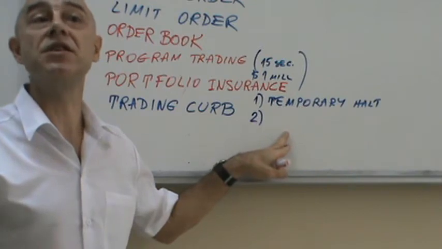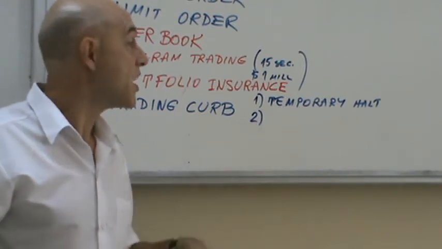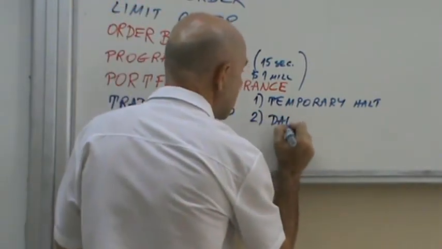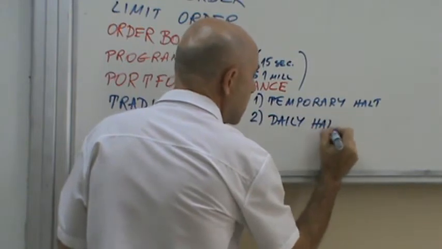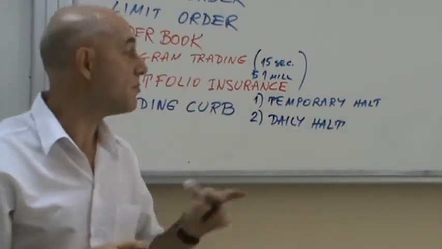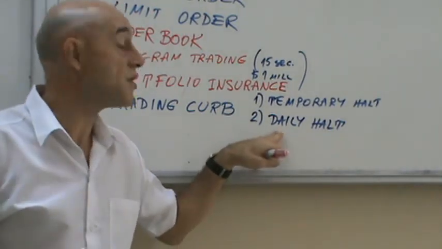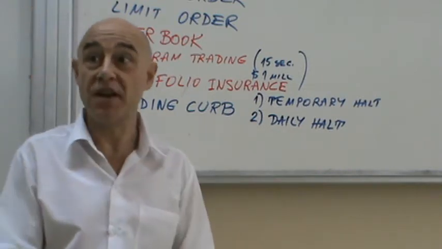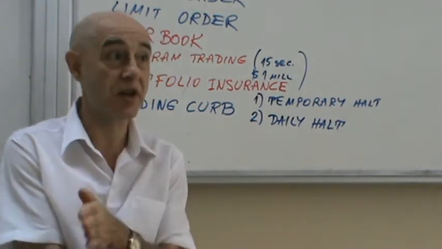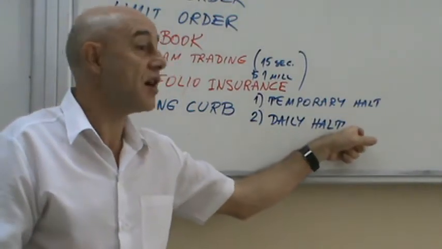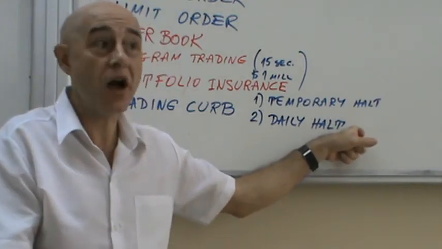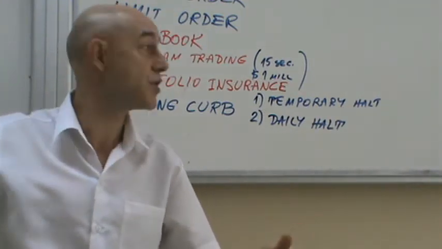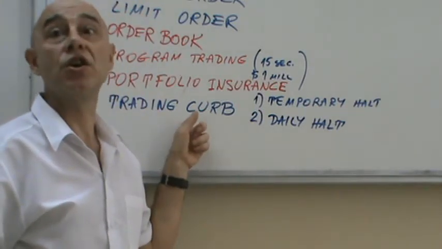And if the market still keeps going down too much, then after the temporary halt, it's going to be a daily halt. It doesn't mean that the market will not trade for a day. It means it will stop trading till the end of today. So it may be 2 o'clock, maybe 3 o'clock, the market closes at 4 o'clock. So if it hits the daily halt, let's say at 2 o'clock, it will just stop trading until the end of the day. Tomorrow, the market will resume with the same trading curves, okay?